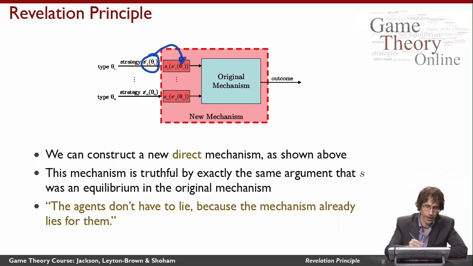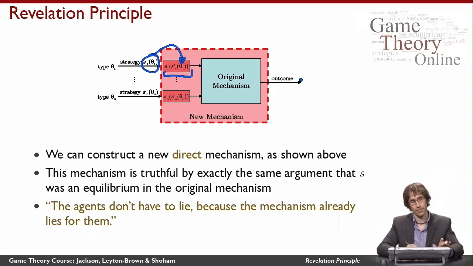And if I'm declaring a type that isn't my real type, that means I'm changing the strategy that I would have played in the original mechanism. If I lie to the mechanism here, I would have preferred to lie to myself in the original mechanism, so that I would effectively be playing a different strategy than I was playing before. And of course, the whole idea of an equilibrium is that nobody can gain by changing their strategy. So if I wouldn't have wanted to lie to myself in the original mechanism and change my strategy, nor would I want to lie to the mechanism now, because it's already playing a strategy for me that's in equilibrium for the original mechanism. And of course, that being the case, it chooses the same outcomes as the original mechanism.